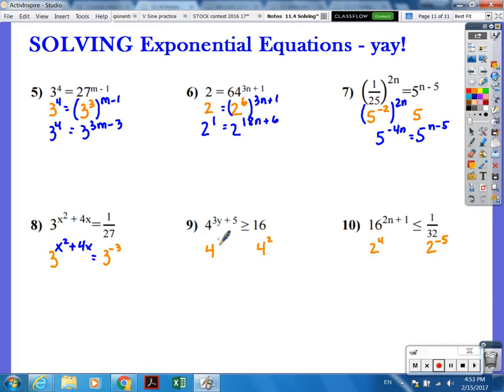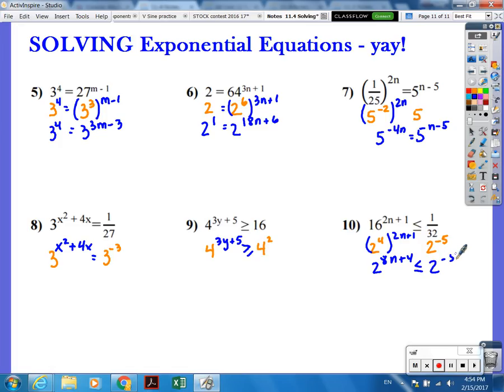Number 4, 4 to the 3y plus 5, that exponent, kind of ugly, but stays. And you know what? I'm not going to do anything different just because I have an inequality. It just comes along. This problem is 16 raised to the 2n plus 1, so it's really 2 to the 8n plus 4. And again, bring along the inequality.